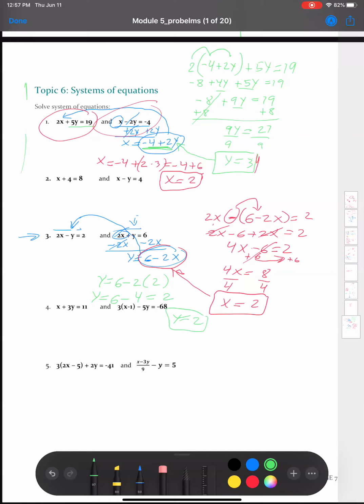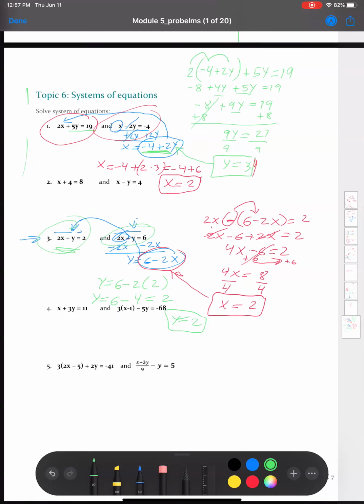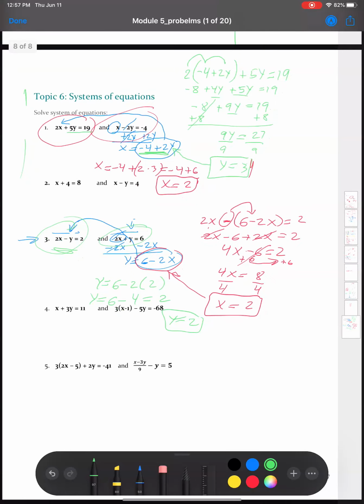Okay, again, you can substitute these into the original two equations to double check your work. So that's all you're doing in this topic, and basically you guys are all done. If you have followed my instructional videos for modules since our school closed, you should be able to complete all of your work.